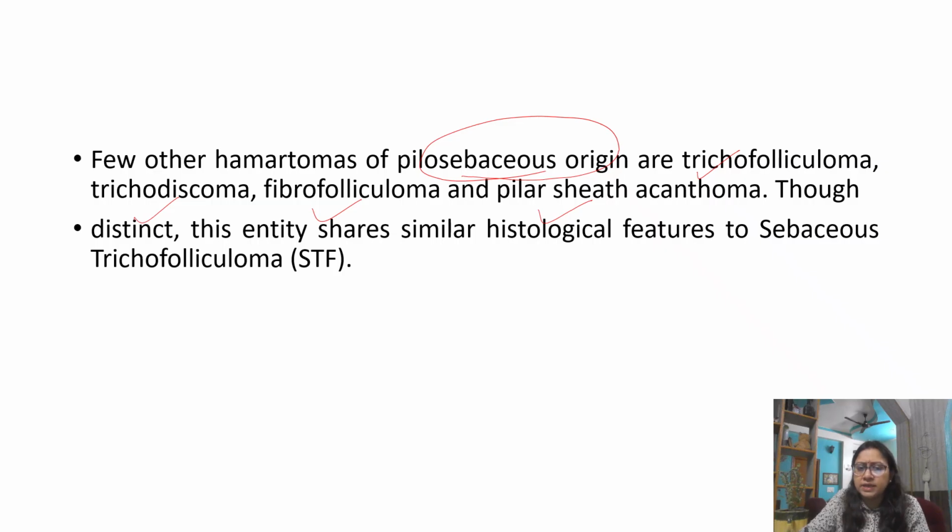Though distinct, this entity, FSCH, the folliculosebaceous cystic hamartoma, shares similar histological features with sebaceous trichofolliculoma, STF. So we'll use short terms: FSCH, STF. STF is sebaceous trichofolliculoma. FSCH is folliculosebaceous cystic hamartoma.